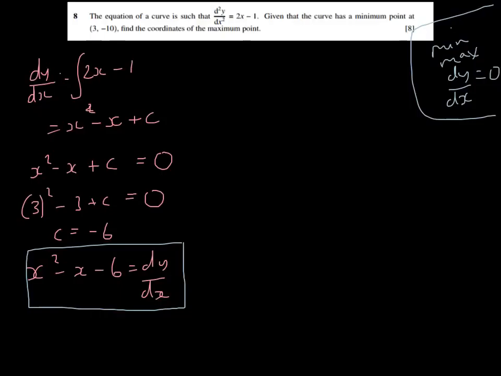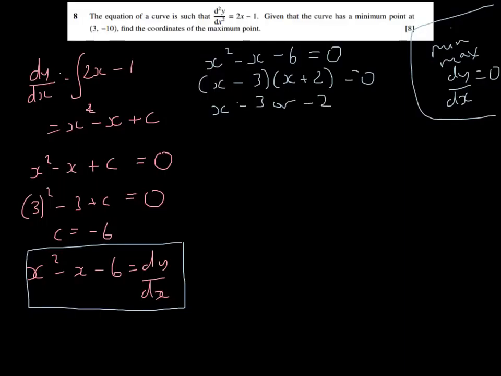Now we have to find this other turning point, the maximum point. So I'm going to pull this up here, and again make that equal to 0, because we know that our turning points are when the derivative dy dx equals 0. When I factorise that, I see that my two solutions are 3 or negative 2. I already knew that 3 was a solution, because they've already told us that the minimum turning point is 3, negative 10. So I'm going to use the other point, which is x is negative 2.